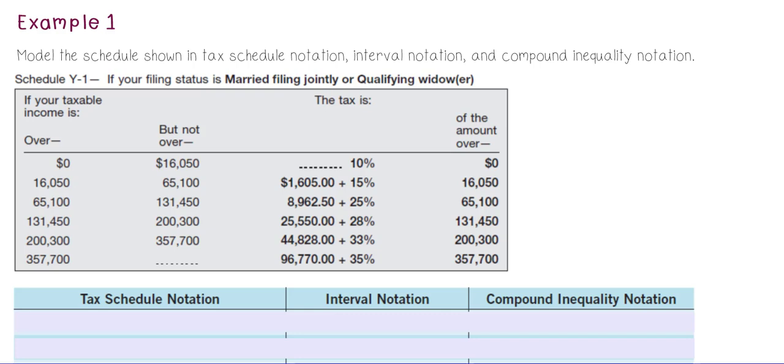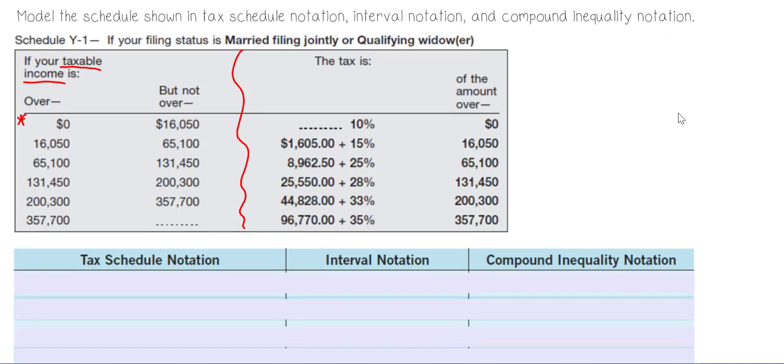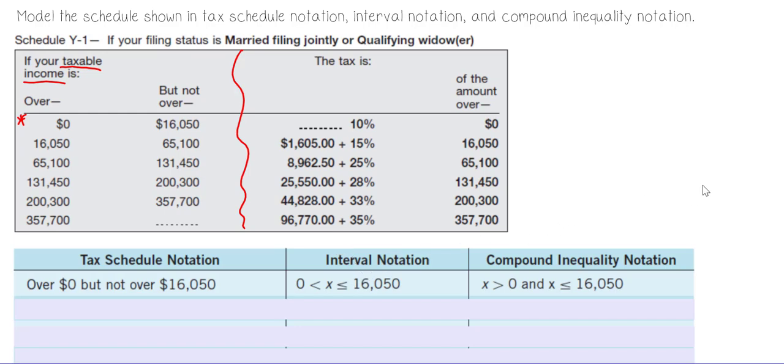inequality notation. And what we're concerned with on this table is the left side of the table that lists the taxable income. So each of these is one of the intervals that we'll be looking at. So the difference in notation is tax schedule notation is just simply listing it as over $0 but not over $16,050. Interval notation would be where we have a compound inequality with the x in the middle. So it'll go from 0 less than x less than or equal to 16,050.